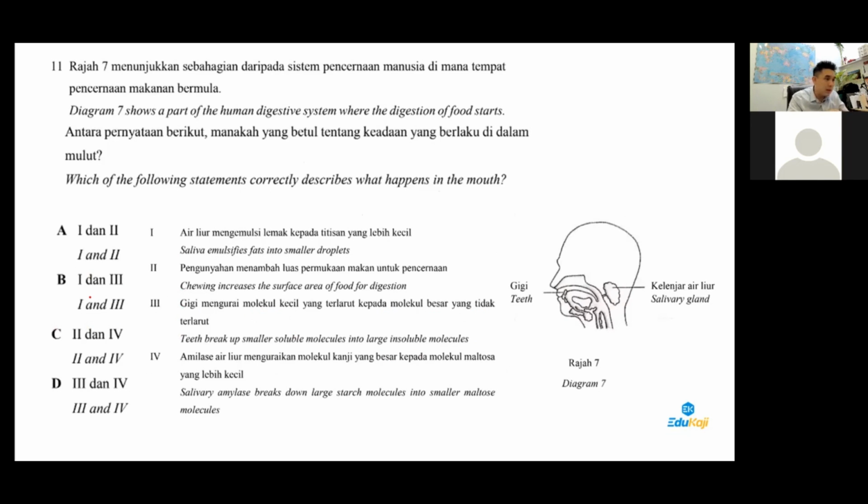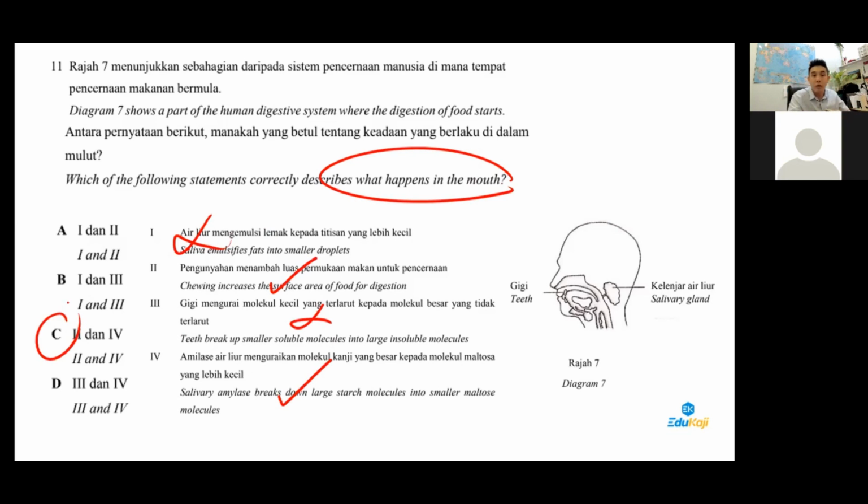Okay, 11. This is something from chapter 9. Which statement correctly describes what happens in the mouth? The first one is wrong. Nothing to do with fat. Guys, we all know fat only starts to be digested in the duodenum. All right. Number 2, chewing, yeah, increased surface area, yes. This one no. And salivary amylase will break down starch to maltose. So 2 and 4, 11, you should get C. Okay.